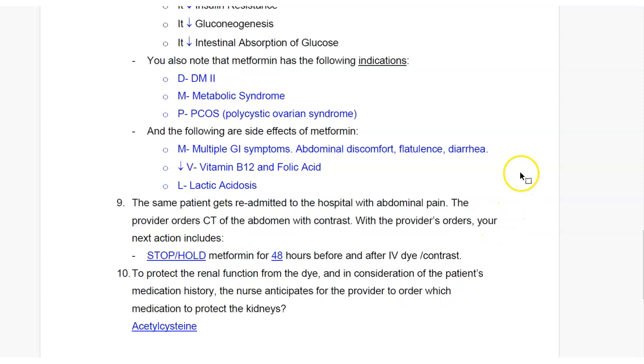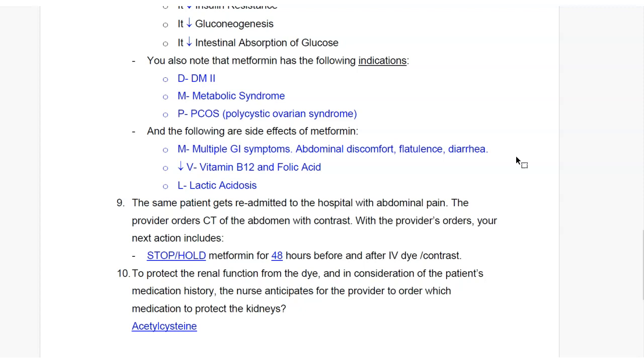Next, the same patient unfortunately gets readmitted to the hospital with abdominal pain. Because of that, they want to do more tests. So the provider orders a CT of the abdomen with contrast, so with IV contrast. With the provider's orders, your next action includes, if you know that the patient is getting IV contrast, or if maybe they're going for a procedure and they're going to receive general anesthesia, what should you do with the metformin? You have to stop or hold the metformin for 48 hours before and after the procedure or IV contrast administration.